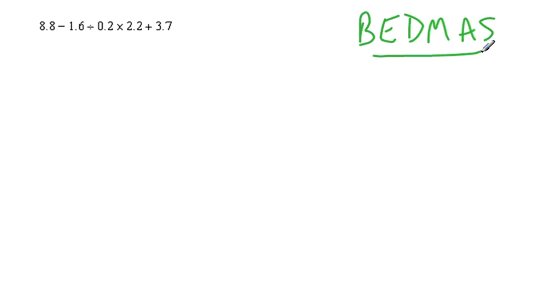So in the case of the example given here, we have a subtraction, we have a division, and a multiplication, and an addition. So we would work with the division and multiplication in the order that they're given. So these two in the order that they're given. So we would work with this term first. Then we would multiply by 2.2, and after that we can remove that from 8.8 and 3.7.